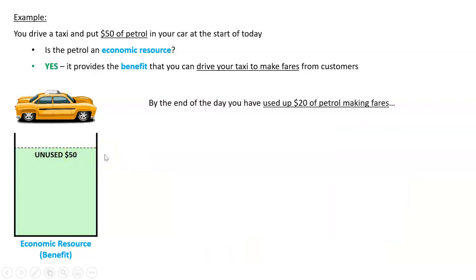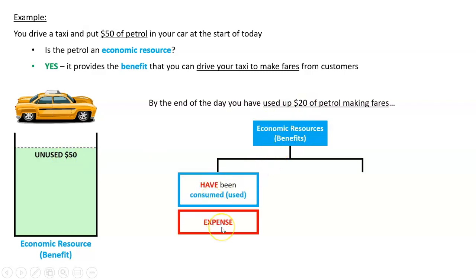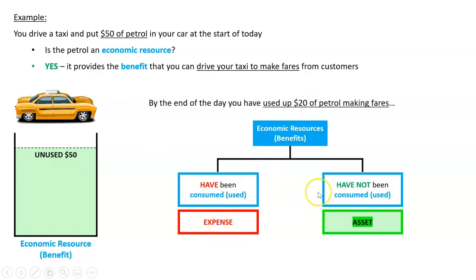Why don't we just say, look, by the end of the day, you drove around, you picked up some customers, you have used up $20 of that petrol making fares. So you hadn't used 50, now you've used 20. So we just want to look at it the same way. How much of the economic resources or benefits have we consumed? That'll be your expense. And what have we still not yet consumed? What will we use in the future?